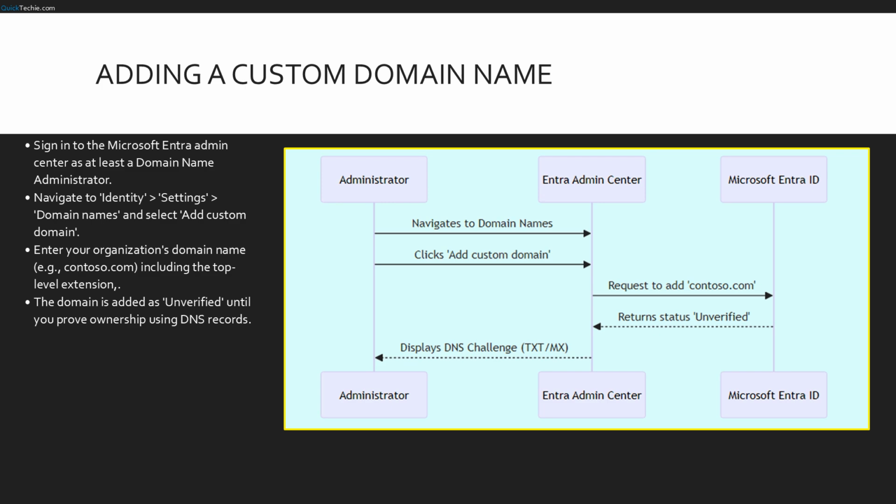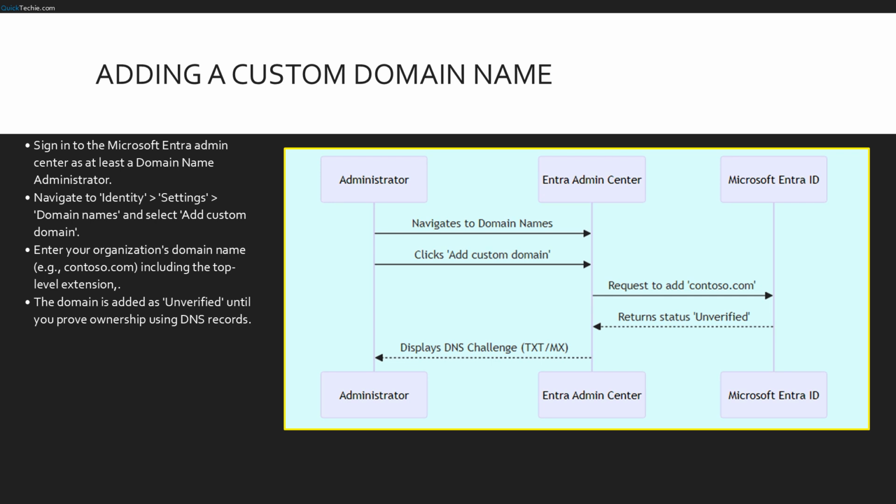You start by accessing the Microsoft Entra Admin Center. You must hold the role of domain name administrator or global administrator to perform this task. Once in the portal, you navigate to the domain names blade and initiate the Add Custom Domain process. It is critical to type the full domain name, such as Contoso.com.